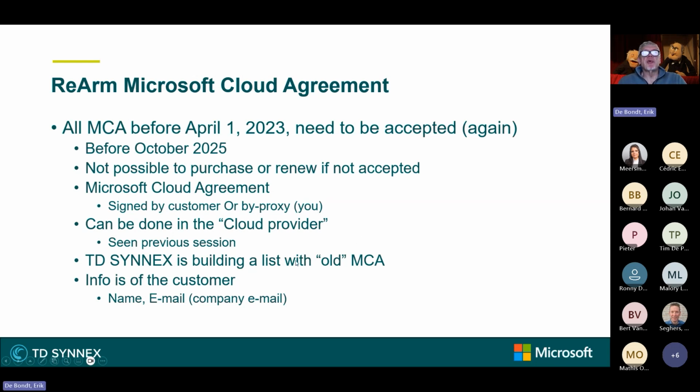Can be done in the cloud provider if you want to rearm it. You will get a list from us from those who are not active, but if you are the customer, if you do a lifecycle management, quickly go in, check it. If it's fine, fine. If it's not fine, just change or rearm the MCA, sign it again for the customer. Info of the customer is the name, so first name, last name, email, a company email. Should not be something at outlook.com or hotmail.com or other Google whatsoever you have consumer email accounts. It needs to be the company email account of the customer. Microsoft will not send mails to that, but it needs to be a company email.